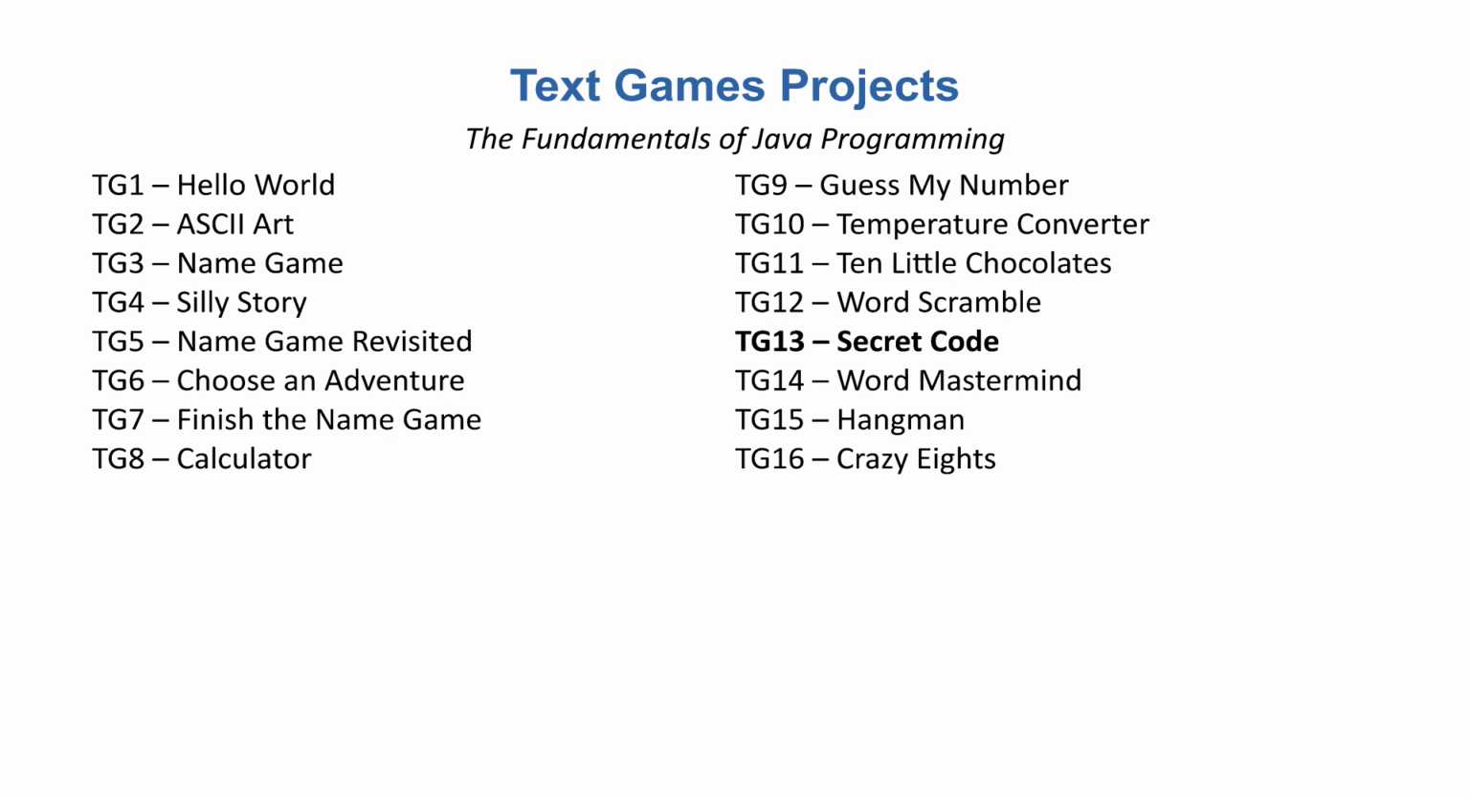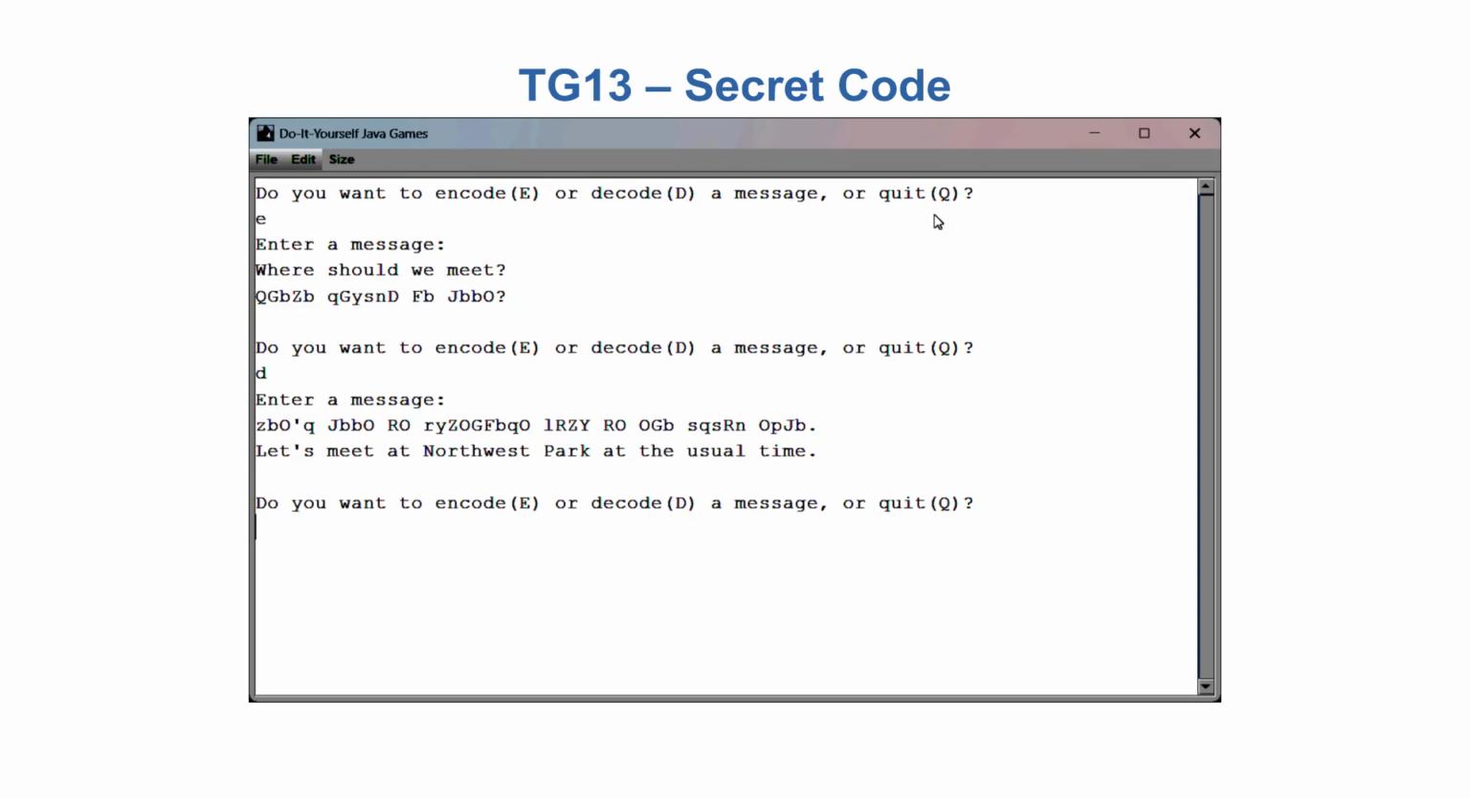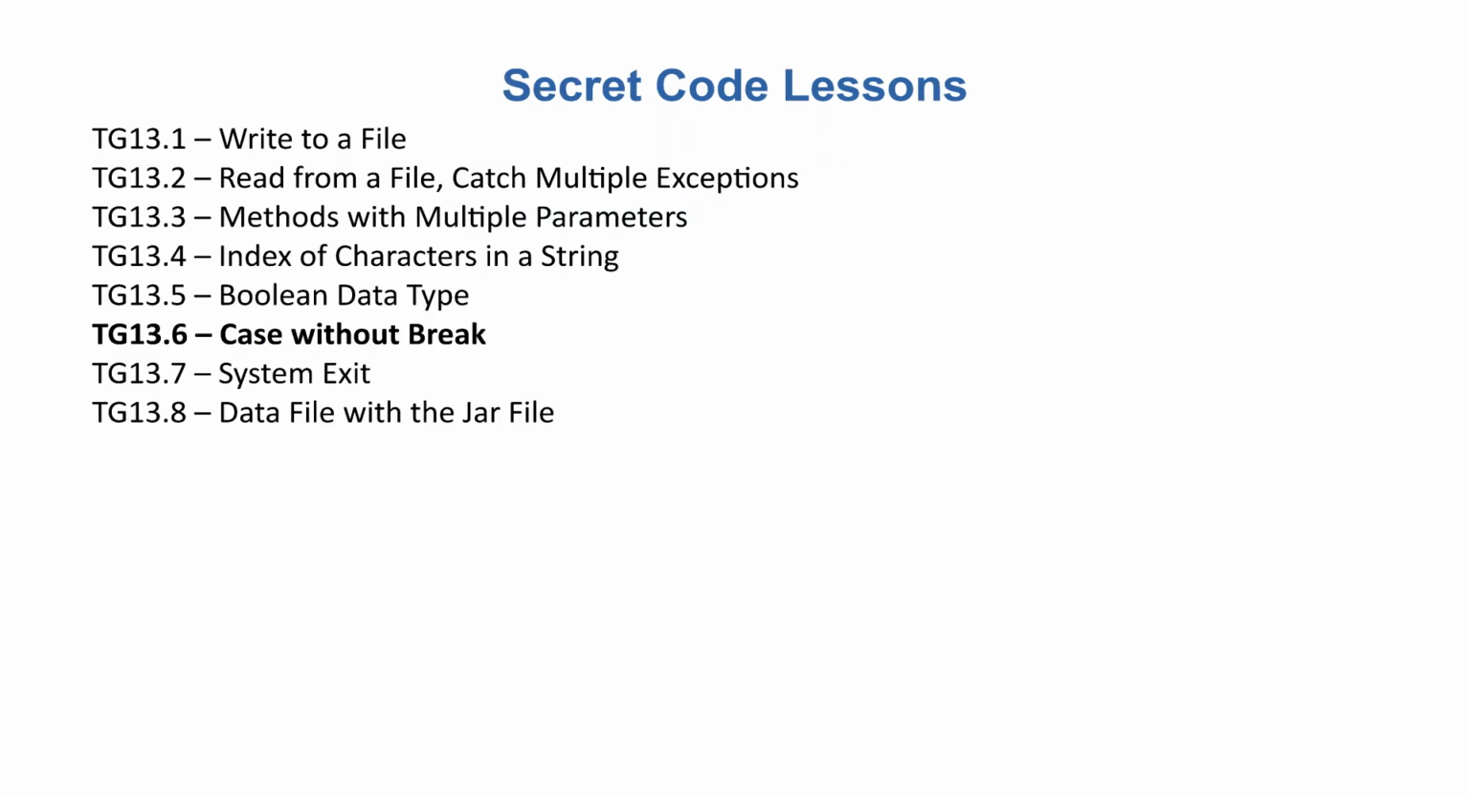We're currently working on the 13th project, TG13, Secret Code. The Secret Code program lets you create secret messages to share with your friends, like this. This is lesson TG13.6, where you'll learn to use switch block cases without break statements. The program works pretty well, but you could make it a little nicer to use.